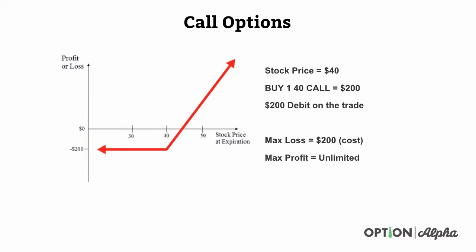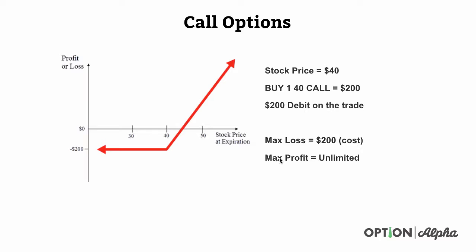The strike price in this case, like we talked about, is $40 a share. If you bought one 40 strike call option for $200, the $200 is the debit that you pay to get into it. It's your consideration or your premium. That means your max loss is your $200, or basically your cost. It doesn't matter where the stock price is. Anywhere below 40, you can only lose $200 because you're not obligated to buy those shares.